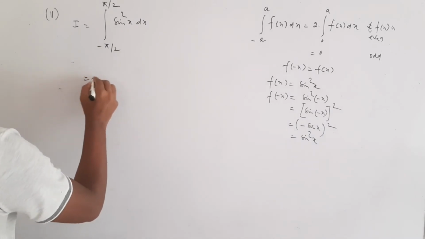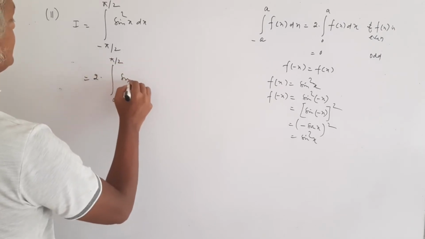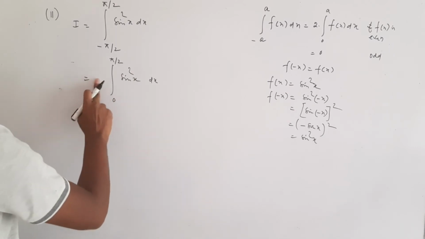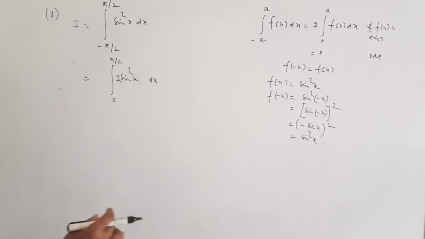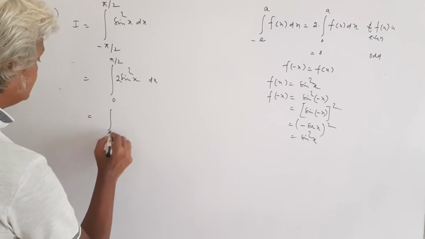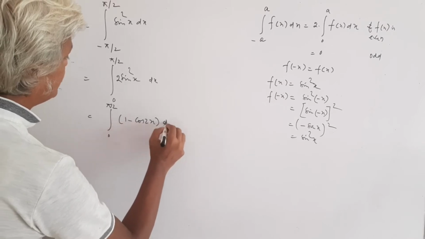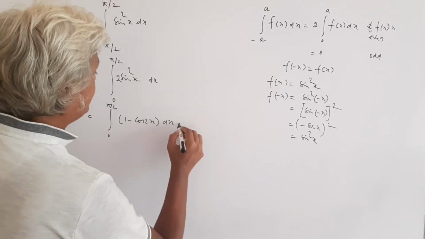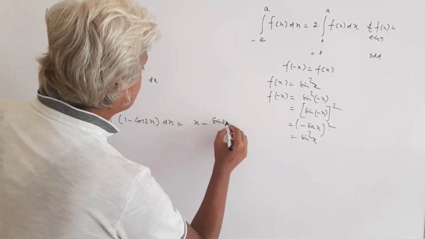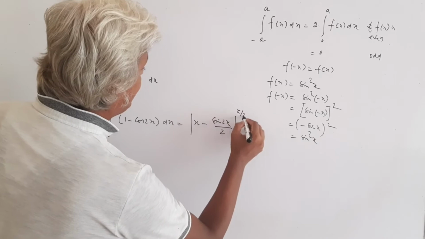So now what do you get? 2 times the integral from 0 to pi by 2 of sine square x dx. Now you remember the formula: 2 sine square x is nothing but 1 minus cos 2x. So here I write the integral from 0 to pi over 2 of 1 minus cos 2x dx. Just integrate. So you get x, and the integration of cos 2x is sine 2x over 2. Now put the value of the limits, that is 0 to pi by 2.